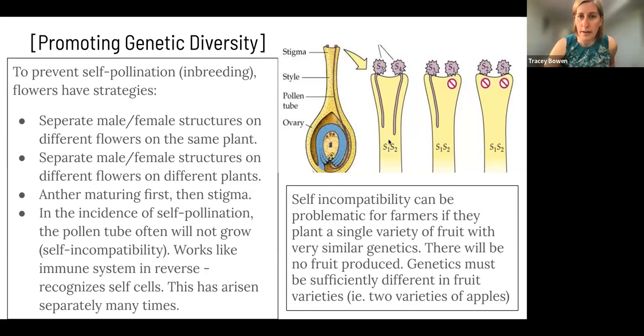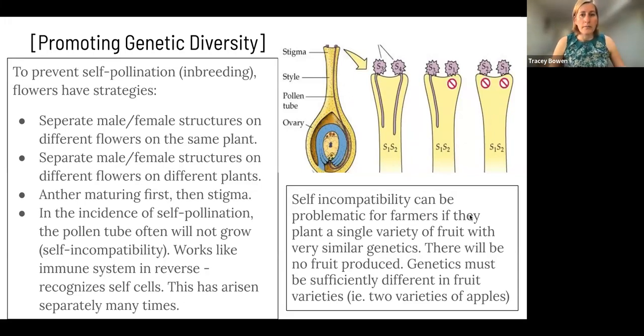So if the gamete combo in the plant is S1, S2, then S3, S4 can fertilize. But if it's S1, S2, then S1 cannot fertilize, but S3 can. And if it's S1, S2, then S1, S2 cannot fertilize.